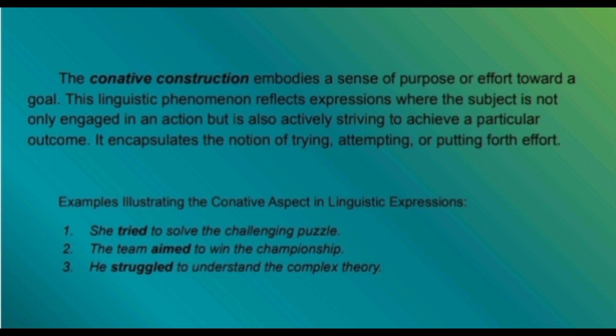The first sentence, she tried to solve the challenging puzzle. The conative construction here signifies the subject's exertion and intention to solve the puzzle, portraying an active effort. The team aimed to win the championship. That is the second sentence. In this example, the construction suggests a collective effort and goal setting as the team aspires to win the championship. And the third sentence, he struggled to understand the complex theory.